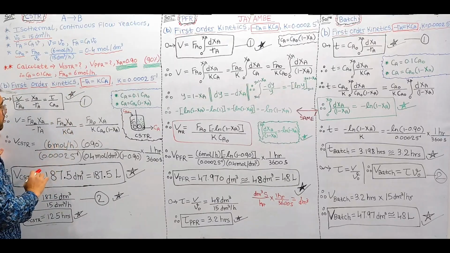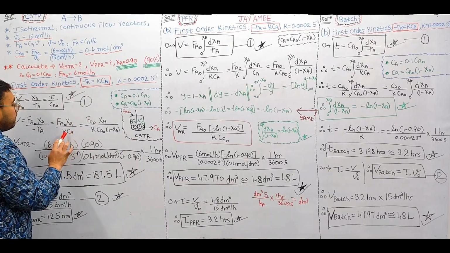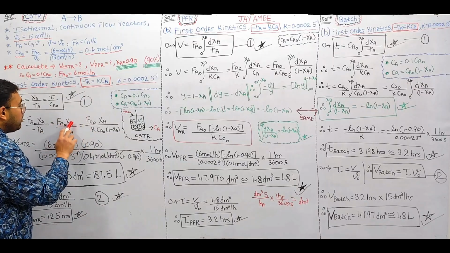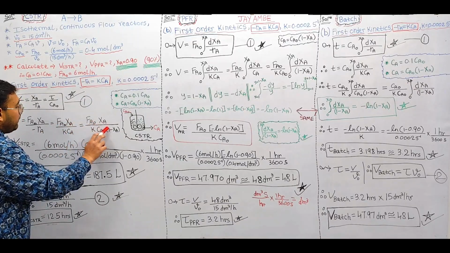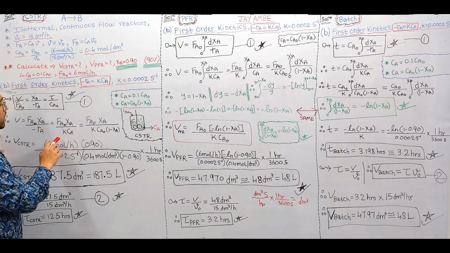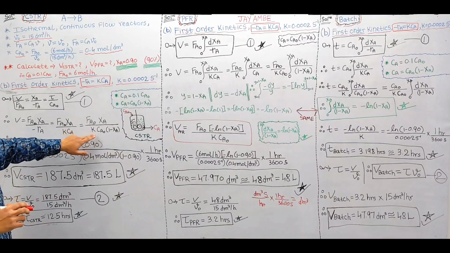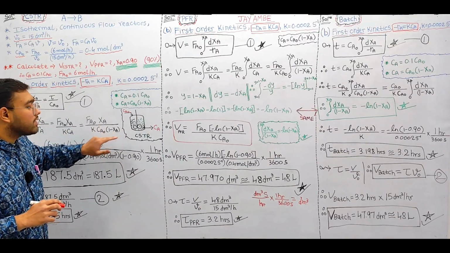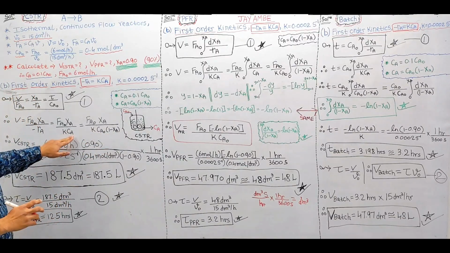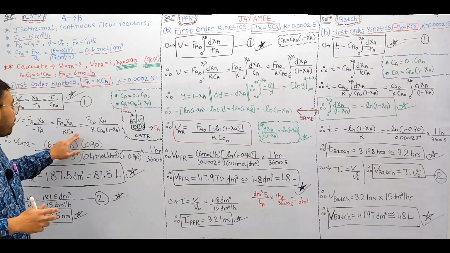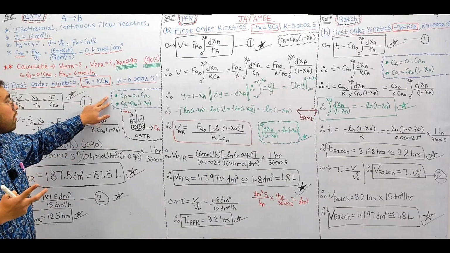I hope you have understood. So we are modifying it as the numerator will remain as it is: Fa naught into XA divided by K into CA, right? So here CA is equal to CA naught into 1 minus XA. Okay. So this is exactly why the students will get confused, right? Because we have two forms of CA.